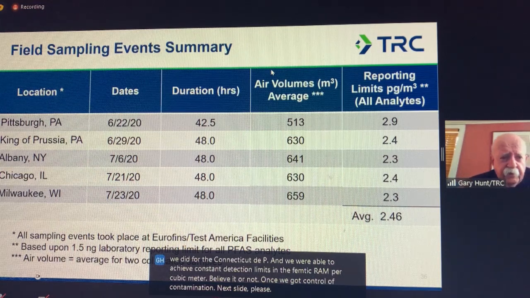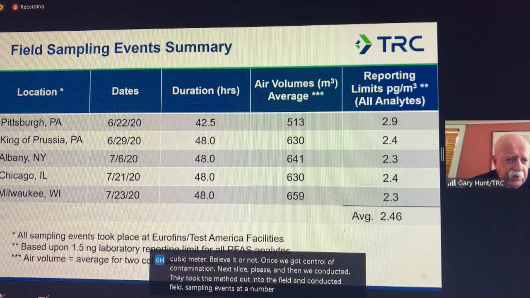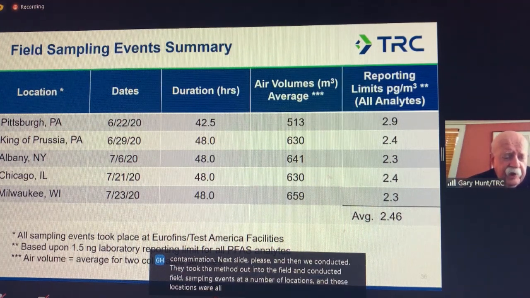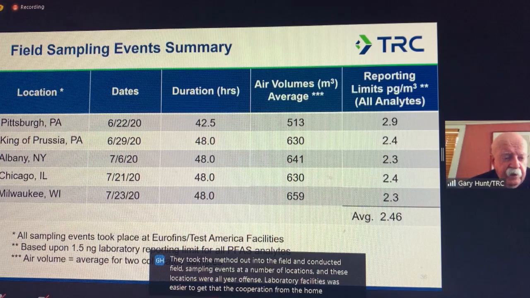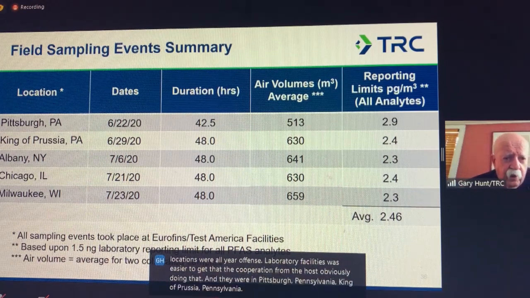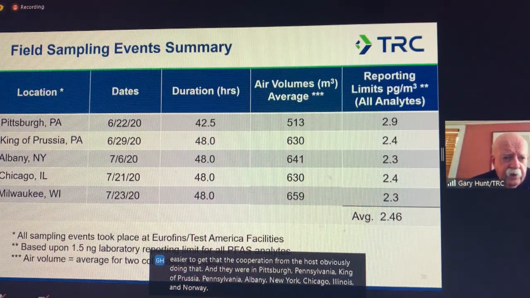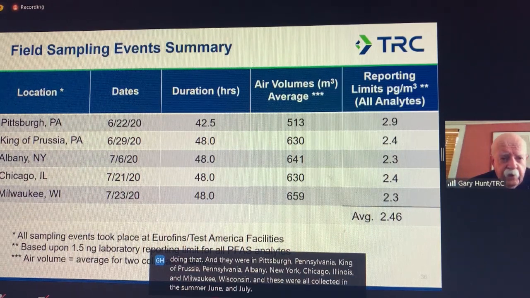And then we took the method out into the field and conducted field sampling events at a number of locations. These locations were all Eurofins laboratory facilities, so it was easier to get the cooperation from the host, obviously. They were in Pittsburgh, Pennsylvania; King of Prussia, Pennsylvania; Albany, New York; Chicago, Illinois; and Milwaukee, Wisconsin. These were all collected in the summer, June and July of 2020.